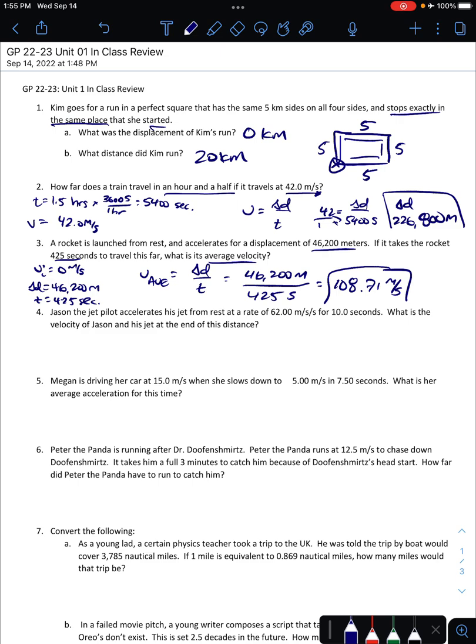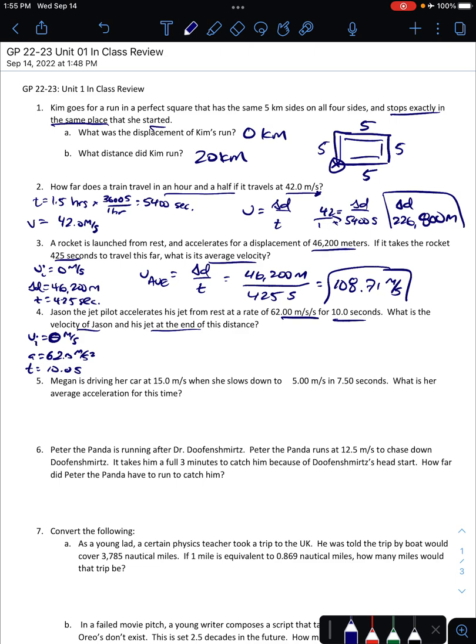All right. Jason, the jet pilot, accelerates his plane from rest. So VI equals 0 meters per second at a rate of 62 meters per second. Okay, so that's going to be an acceleration, 62.0 meters per second squared. For 10 seconds, that's a time, 10.0 seconds. Okay, what is the velocity of Jason and his jet at the end? So we're looking for VF.